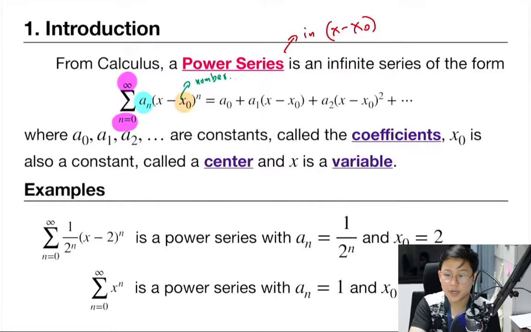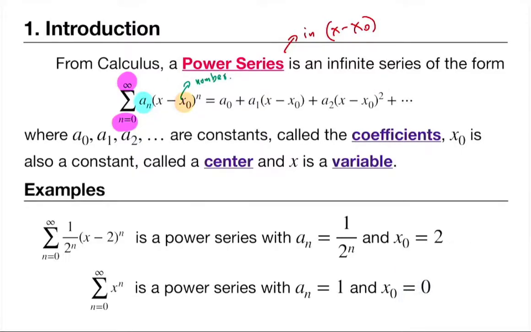For example, you can look at these series. The first one is a power series where an is 1 over n times 1 over 2 to the n, which is this form. And the center here, x0, is actually 2. That is the center. Good.